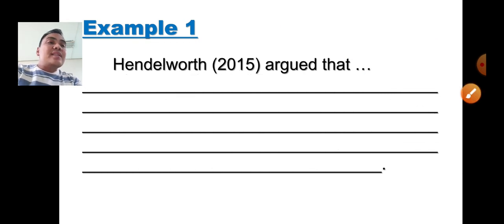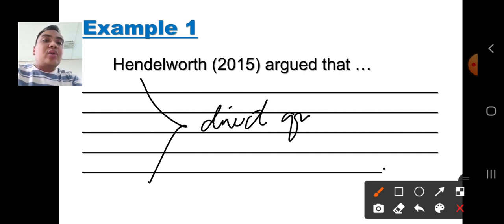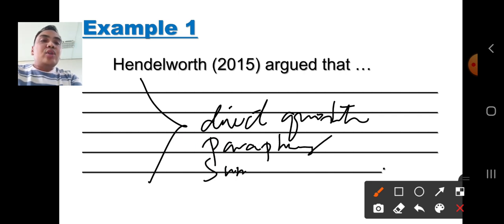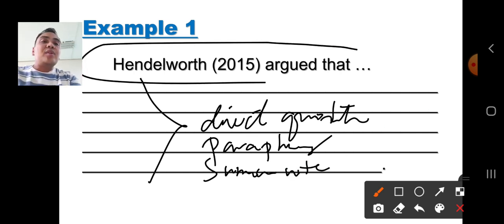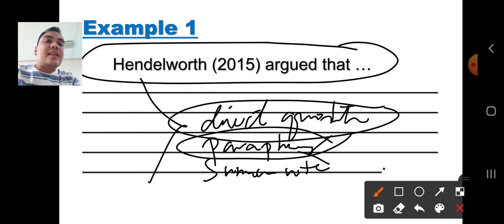Okay? So for instance, in this underlined part of a given paragraph, this is the exact location where we will place our direct quotation. This is the exact place where we will write our paraphrase, or it could be our summary note. Notice that the main purpose of narrative citation here is that it has the integration of using signal phrase. Signal phrase is used to introduce a direct quotation, paraphrase, and summary note.